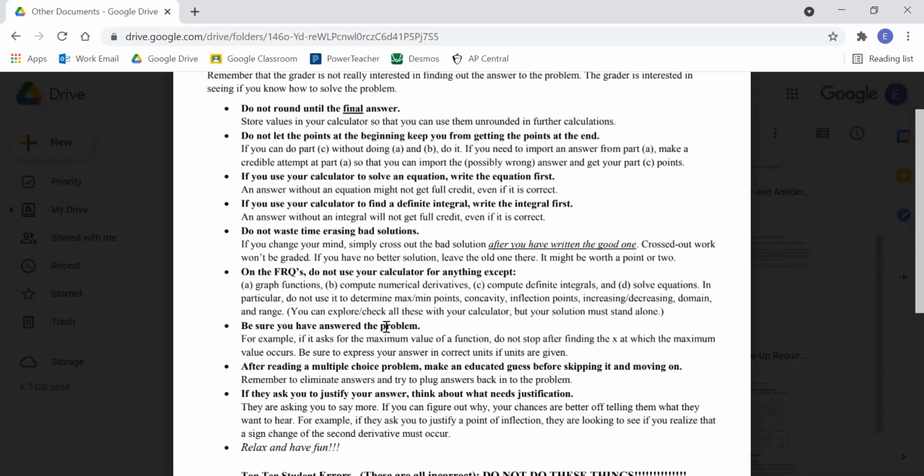It says relax and have fun. I don't know. I didn't write this guide here, so I wouldn't have written that. But I will tell you that you are all going to do wonderfully. You are all capable and smart individuals. You should have confidence in yourselves.